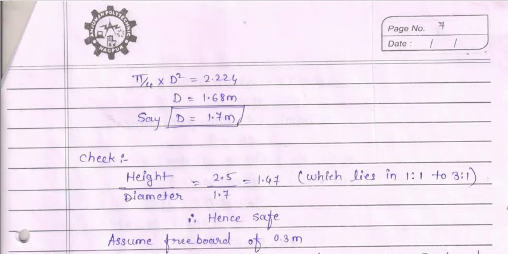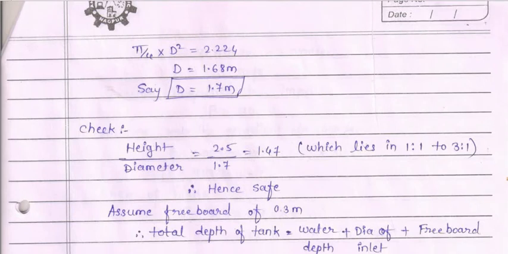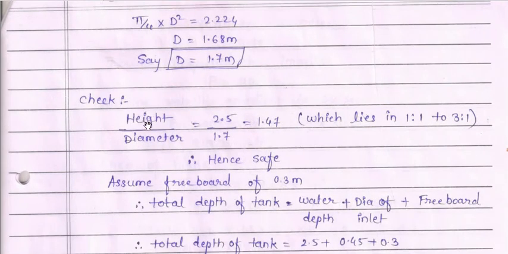We will first check the height to diameter ratio. In the design criteria, it is given that the height to diameter ratio should lie between 1:1 to 3:1. Putting the values in, we get 1.47, which lies within the given criteria. Therefore it is safe, and we can apply both the values, that is the diameter and height.